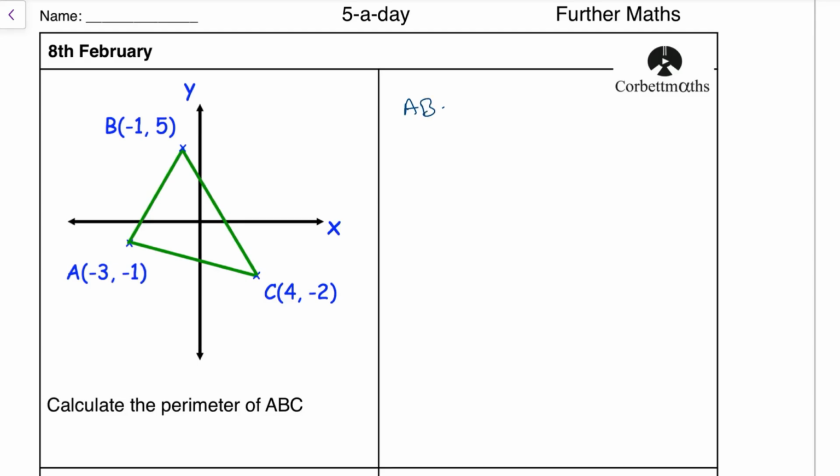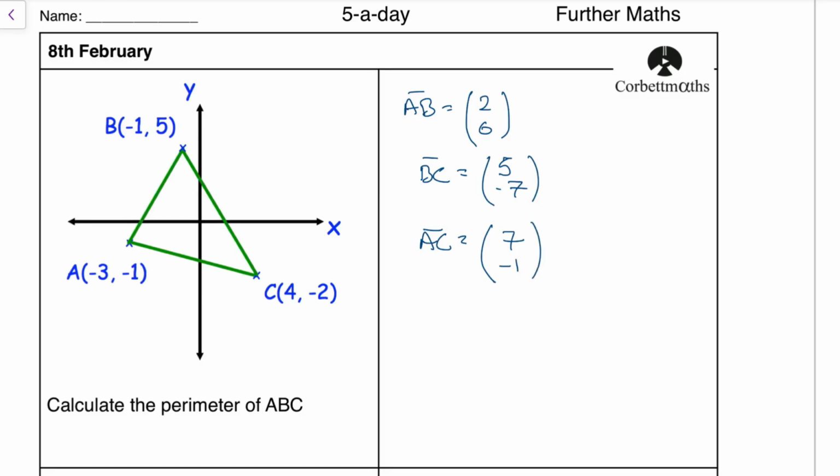I'm going to say the vector to get from A to B, you'll see why I'm doing this in a second, is I go from -3 to -1, which is across 2, and I go from -1 to 5, which is up 6. To get from B to C, let's write vectors, is to go from -1 to 4, which is across 5, and to go from 5 to -2, which is down 7. And the vector to get from A to C, doesn't matter which way around I do it, is going to be -3 to 4, which is across 7, and -1 to -2, which is down 1. The reason I've done that is it makes it a little bit easier for me to see how to calculate the lengths of these things.